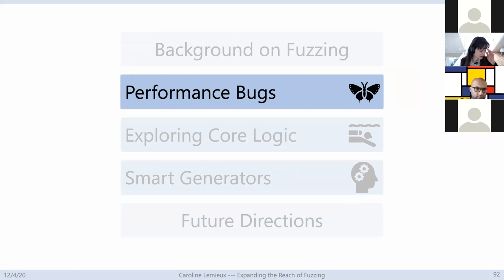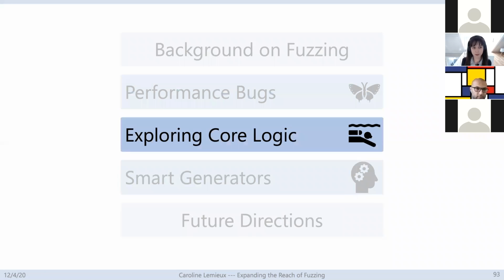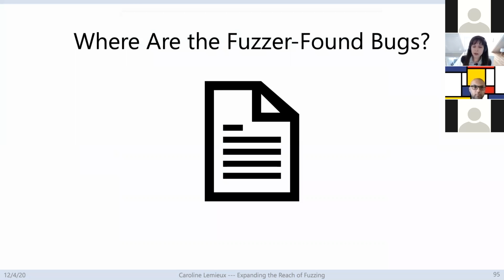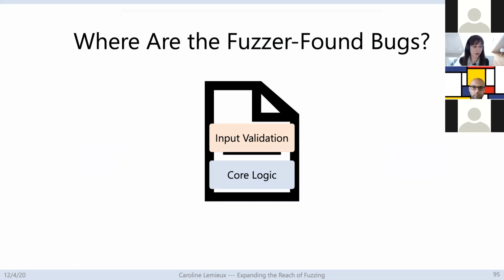Okay, so with that, I want to get to the next branch of my work, which is this problem of exploring the core logic of programs. And I'm mostly going to talk about FairFuzz in this section. Now, if you look at a lot of the programs that we fuzz, they typically have an input validation stage and a core logic stage. For example, syntax checking in your compiler, and then core logic that actually performs optimizations on the IR.